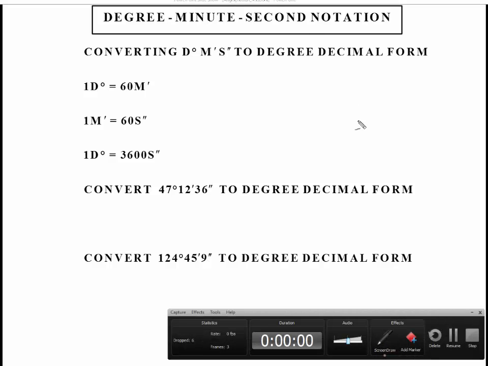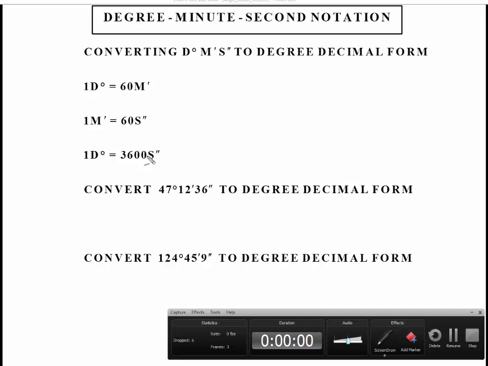When converting from degree, minute, seconds into what's called degree decimal form, notice the notation here for degrees and minutes and seconds. So we'll look at the conversions. 1 degree equals 60 minutes and 1 minute equals 60 seconds. Multiplying 60 by 60, 1 degree would equal 3,600 seconds.